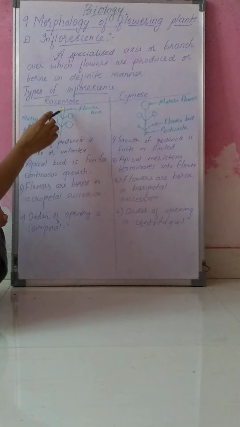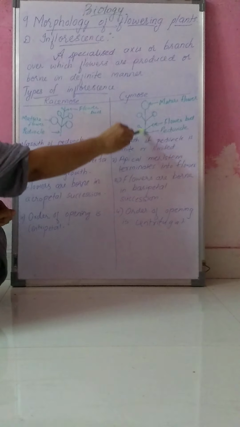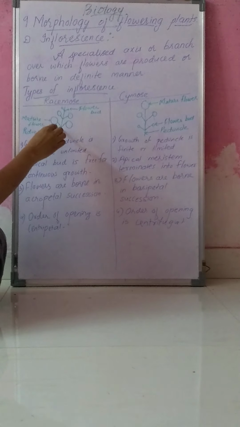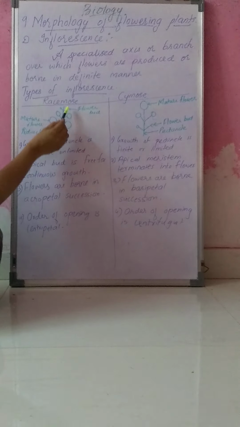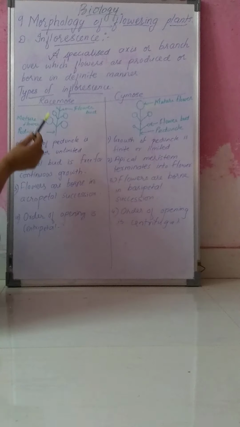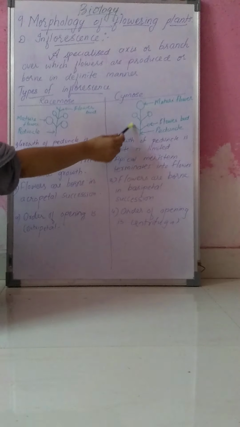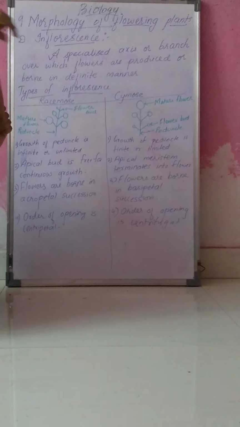Right, we can see here a specialized axis. This is an axis, you can call it an axis. A specialized axis, or we can say the branch on which flowers are produced. You can see flowers are produced here, or they are born in a definite manner. That is known as inflorescence. Means one axis on which the flowers are arranged, that is known as inflorescence.